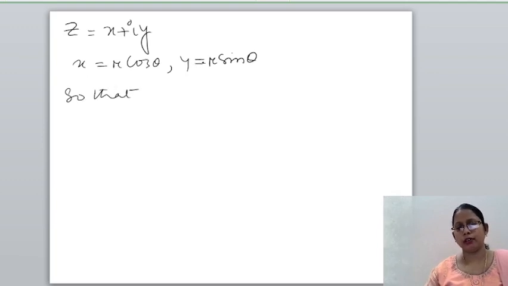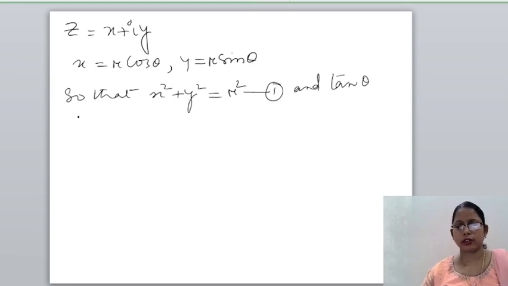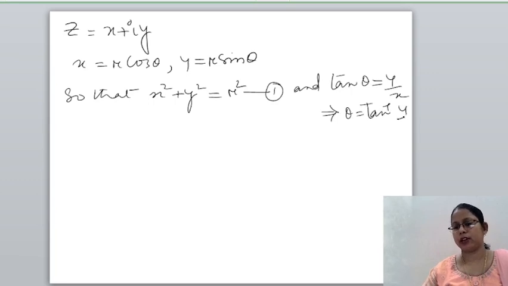If we square both equations and add them, adding the left side with the left side and the right side with the right side, this will be x square plus y square equal to r square (cos square theta plus sin square theta), which is 1. So ultimately we will get r square. Call this equation 1. Dividing one equation by the other, you will get tan theta, the r cancels out, and on the right hand side you will get y by x, so that theta is equal to tan inverse y by x.